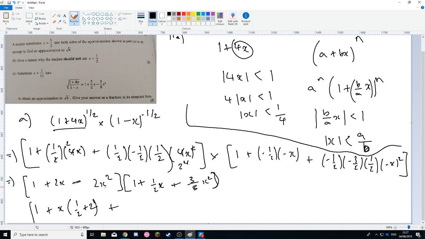Now x squared. I can get x squared from this 2 multiplied by 1. I can get this 2x multiplied by this half x. So that's just plus 1, because 2 times a half is 1. I can also get this 1 multiplied by this 3 over 8 x squared, plus, my mistake, this is minus 2. This should be a minus 2. Working out has to be neater. Minus 2 plus 1 plus 3 over 8. Yeah, there you go, x squared. And this will give you exactly that: 1 plus 5 over 2 x minus 5 over 8 x squared.